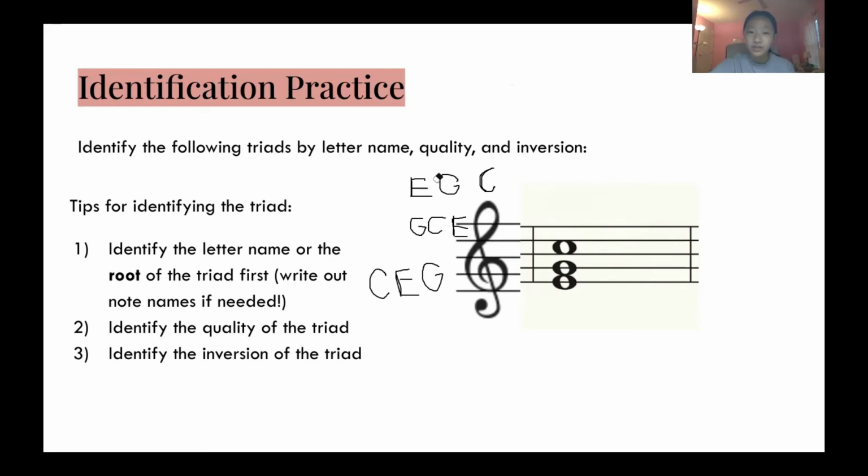So let's erase these things. Now we know that C is the root of this triad, and we can figure out that C, E, G is going to be a major triad. If the root is now on the top, you can visualize that it's just been moved there from the bottom. So this must be the first inversion.